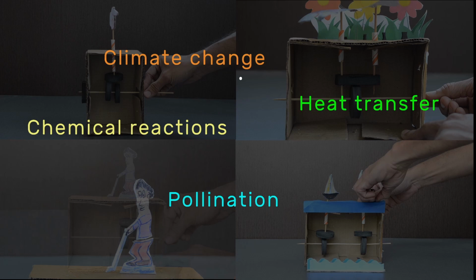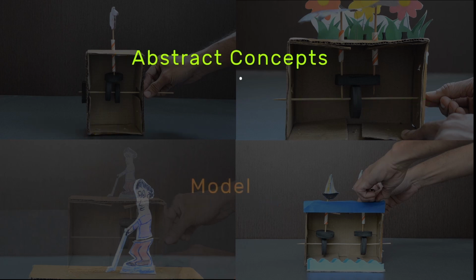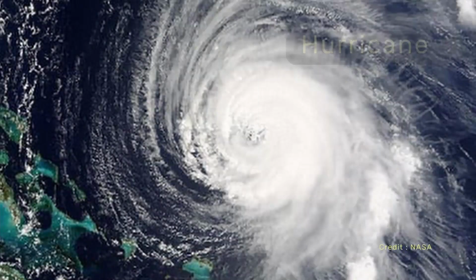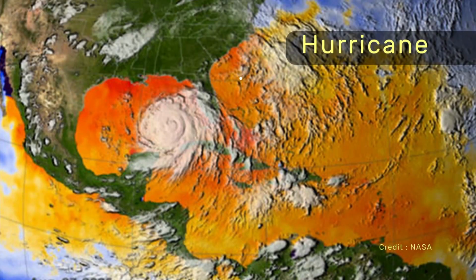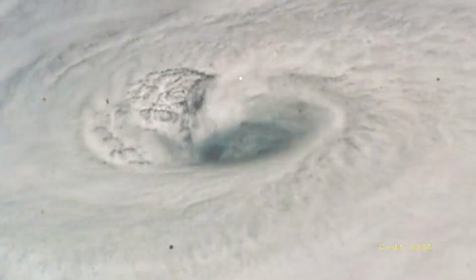Abstract concepts are normally visualized with the help of models. Addition of motion makes the model more engaging with room for creativity. Let me walk you through the process I followed to bring the model of hurricanes to life.